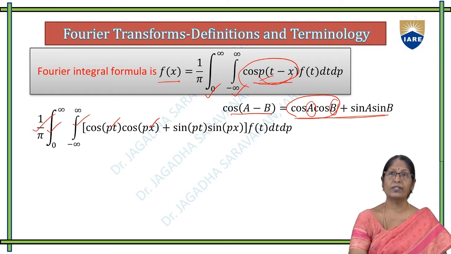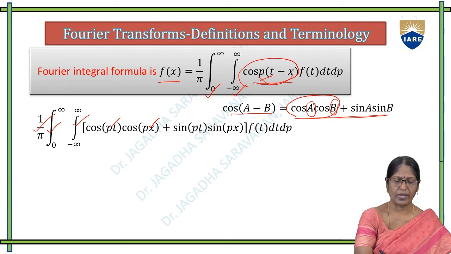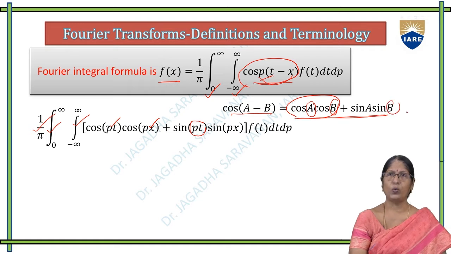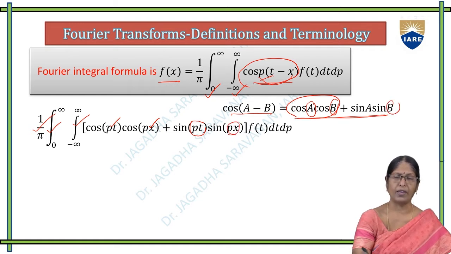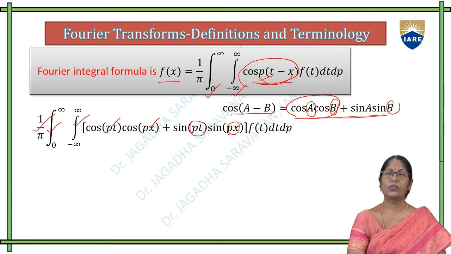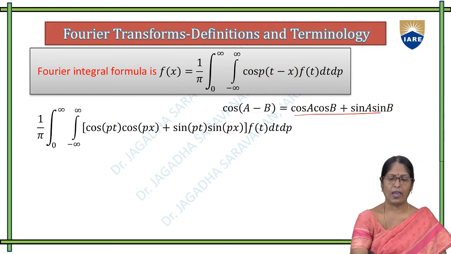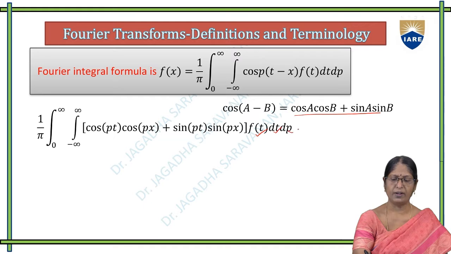Next we will move to the second one, that is sin A, where capital A is replaced by pt and capital B is replaced by px. So the substitution of the trigonometric formula is over, and we can see f of t dt dp.